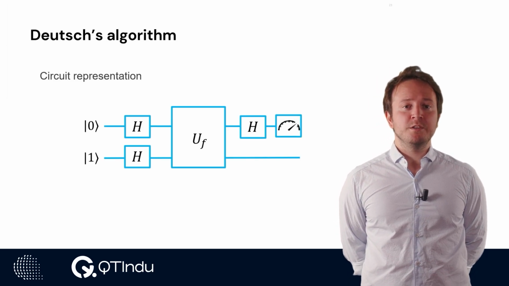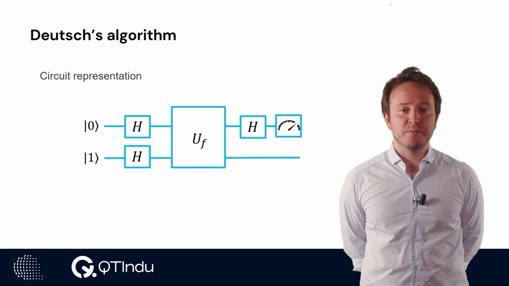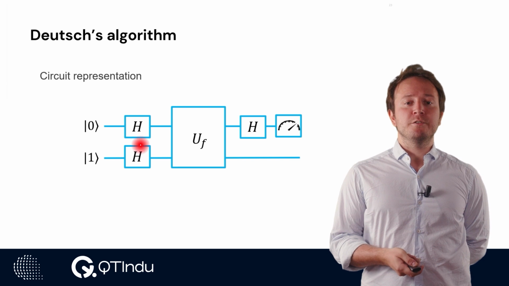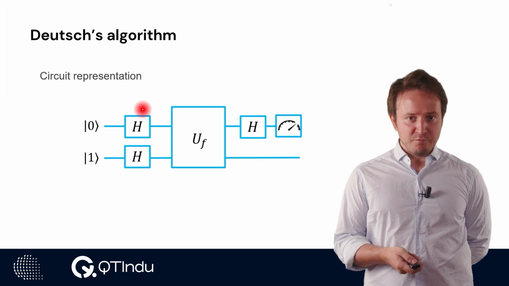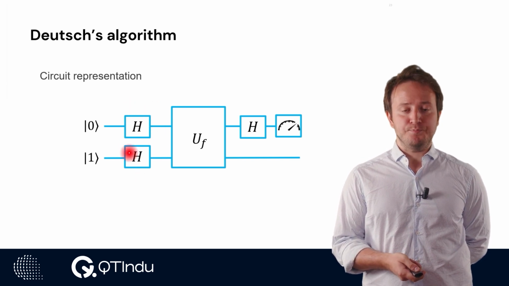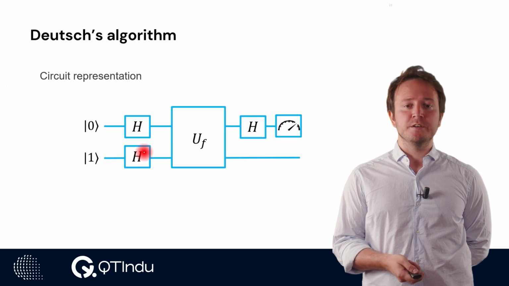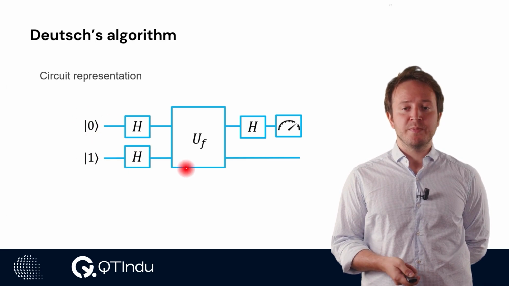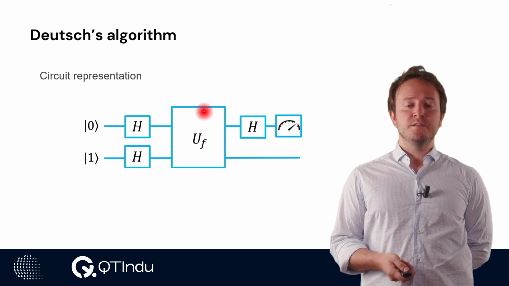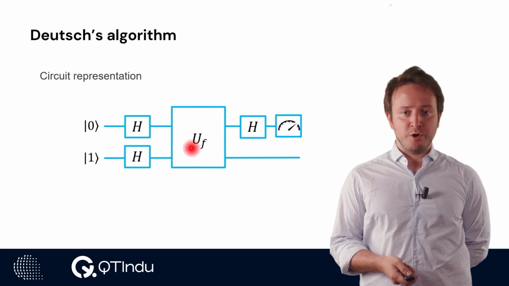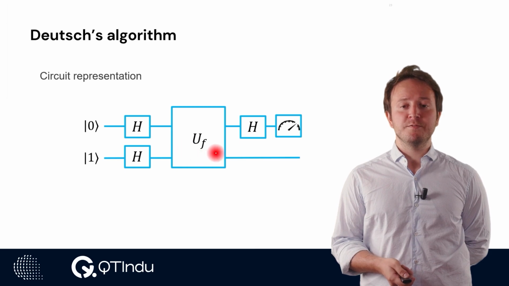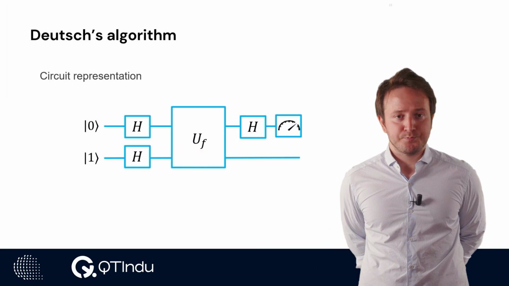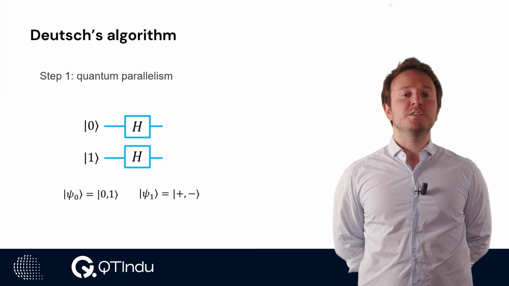Now, to do so, we introduce the Deutsch algorithm that has the following circuit representation. We see that it requires a Hadamard gate for both the register and the ancillary qubit that are initialized in the state 0 and in the state 1. Then we will need the oracle that we introduced before, the U of f, and we need to Hadamard back the qubit register and measure it. Let's see what this circuit does.